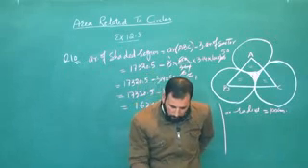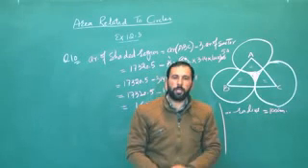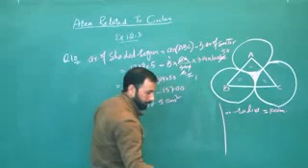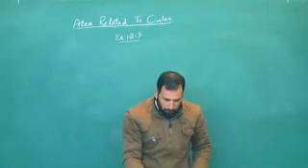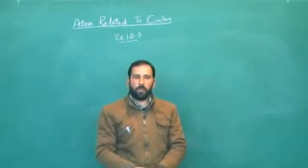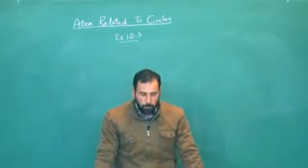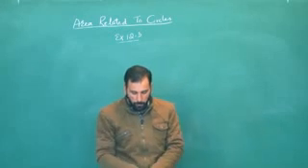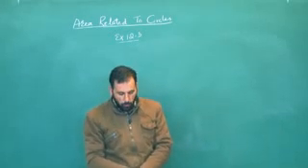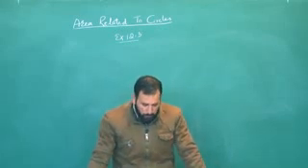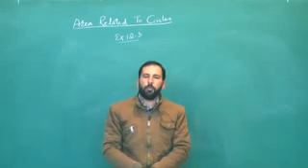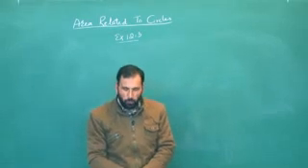Now the next example is here, example number 13 of the same exercise. Example number 13: in a figure, a square OABC is inscribed in a quadrant OPBQ. If OA equals 20 centimeter, find the area of the shaded region. Use pi equals 3.14.